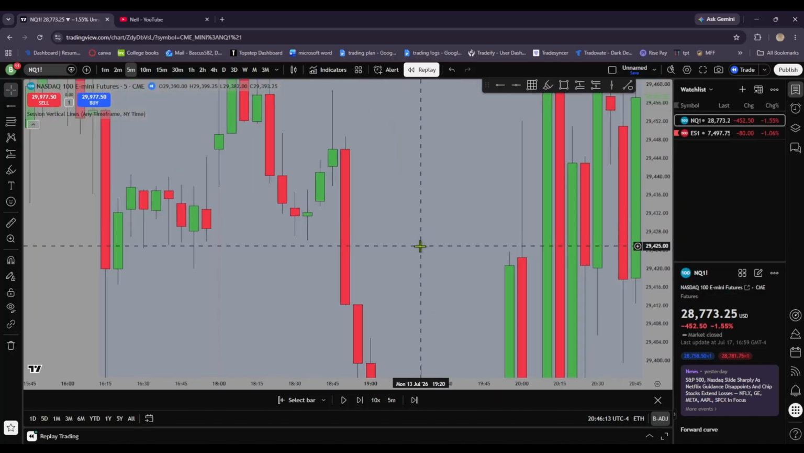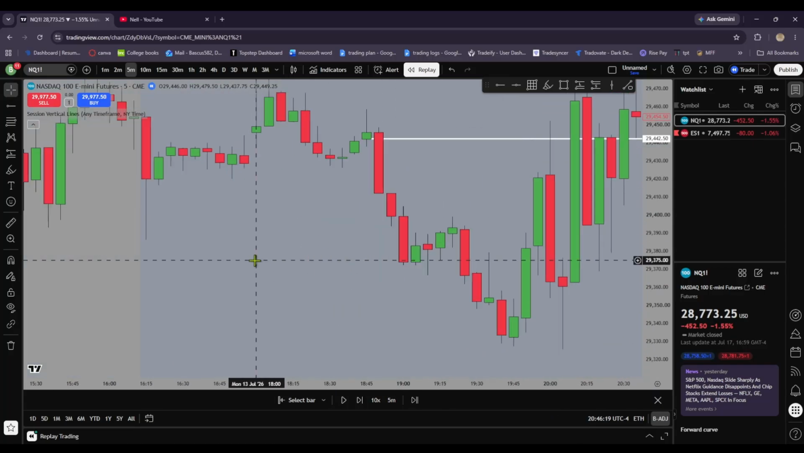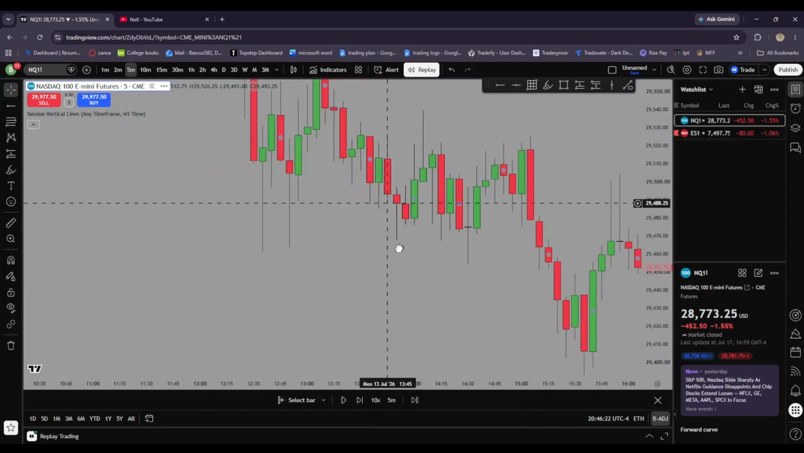So I just want to explain that to you guys because that's very important. So right here, guys, another break of structure. What happens? We continue down for the next 2 candles. All right, now let's look at some uptrend examples.